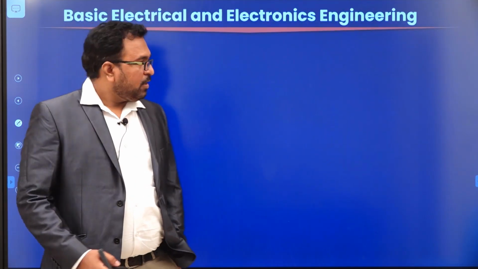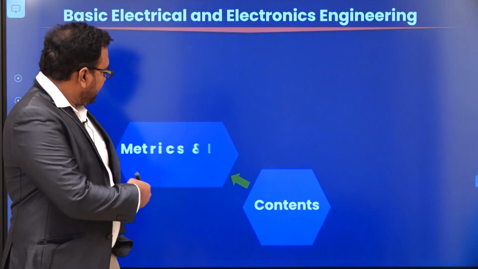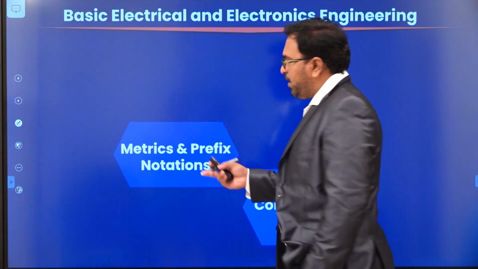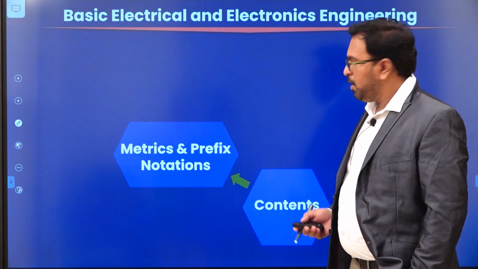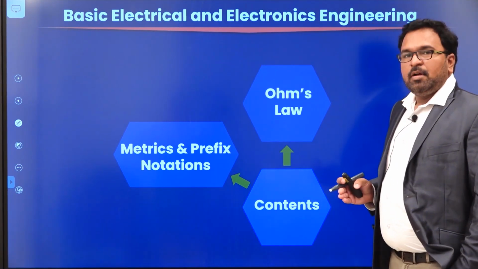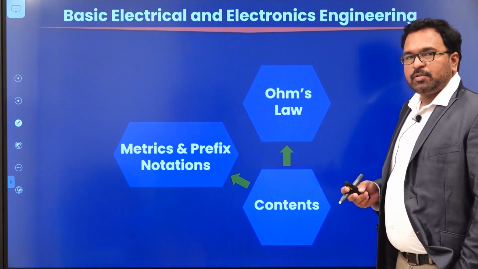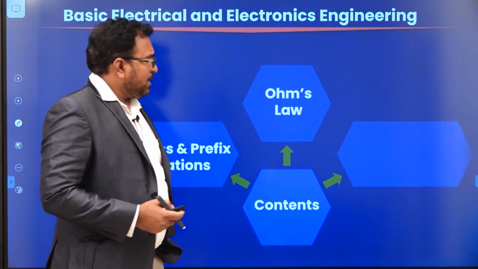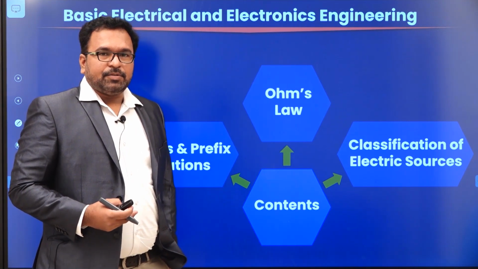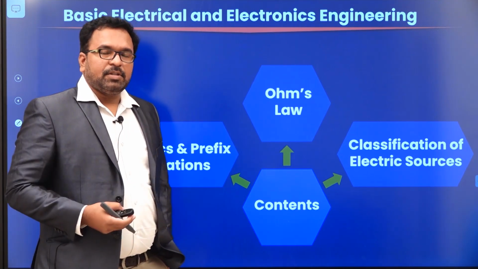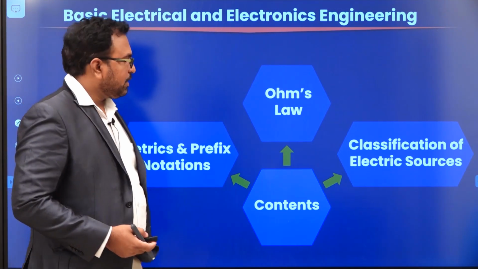In today's class, the following contents are going to be discussed. Coming to the first one, we are going to discuss the various metrics and prefix notations that we are going to use in this BEEE course. Next, we are going to discuss Ohm's law, applications of Ohm's law, and a few examples on how to solve problems using Ohm's law. Finally, the third topic is the concept of classification of electrical sources. What is an electrical source? How are the sources classified based upon several factors? These are the contents that we are going to discuss in today's class.